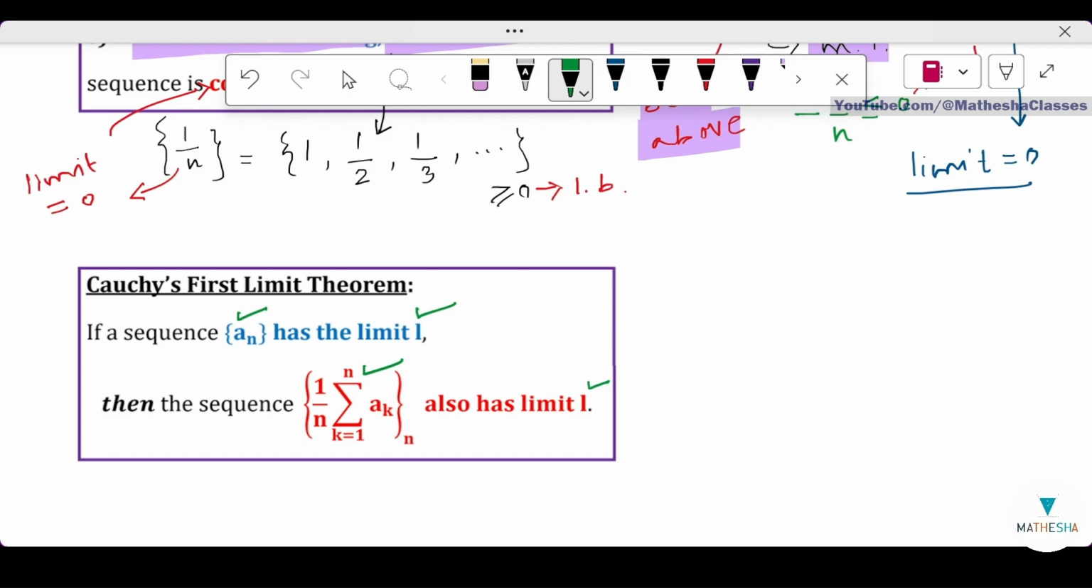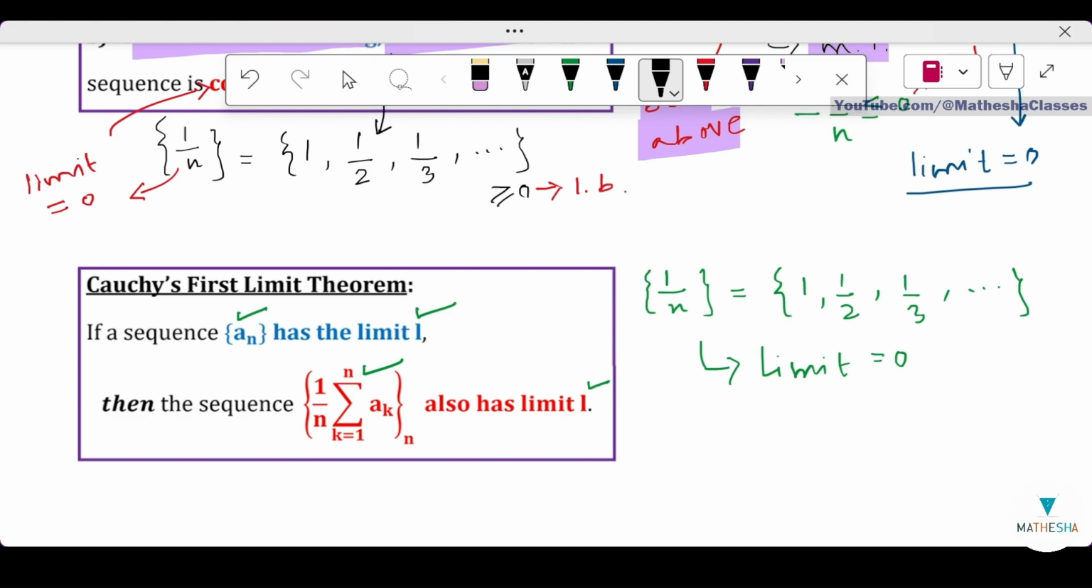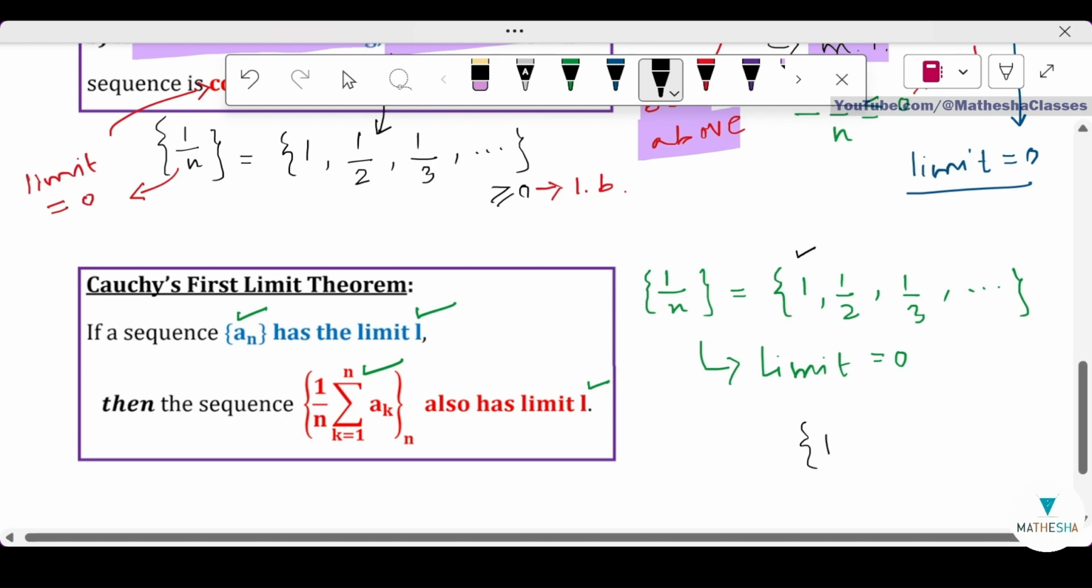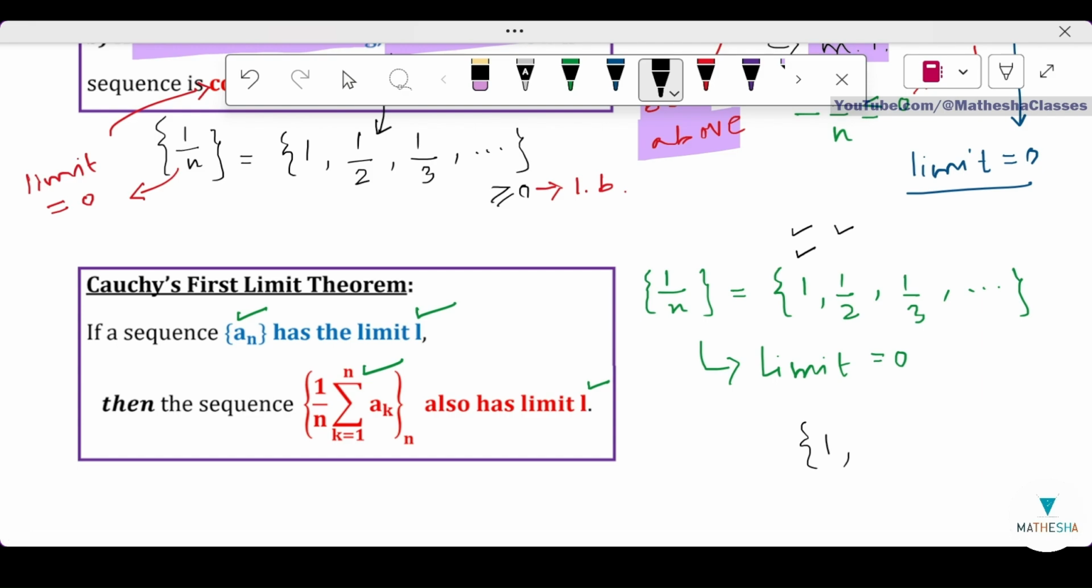आप ये सीक्वेंस से स्टार्ट कीजिए 1 by n. इसका टर्म्स क्या है? फर्स्ट टर्म है 1, हाफ एंड सो ऑन. और इसका लिमिट है 0. आप एक सीक्वेंस बना लीजिए जिसका फर्स्ट टर्म होगा अरिथमेटिक मीन ऑफ द फर्स्ट टर्म ऑफ द ओरिजिनल सीक्वेंस. तो 1 ही रहेगा फर्स्ट टर्म. सेकेंड टर्म होगा arithmetic mean of first two terms. That means (1 plus half) by 2.